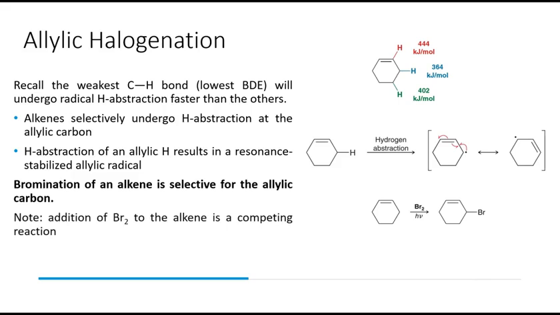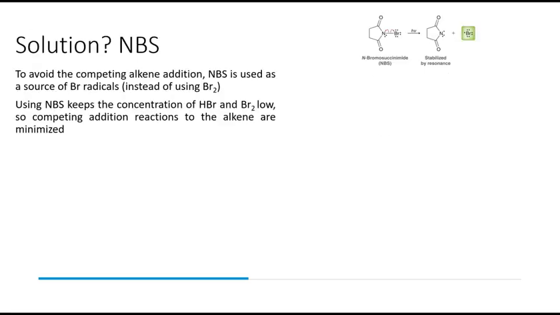But note, addition of the bromine to the alkene itself is a competing reaction. Solution, NBS. To avoid the competing alkene addition, NBS is used as a source of Br radicals instead of using Br2. That's N-bromosuccinimide, or NBS, shown here. In the presence of light, we end up with the stabilized species via resonance and a bromine radical. Using NBS keeps the concentration of HBr and Br2 low, so competing addition reactions to the alkene are minimized.